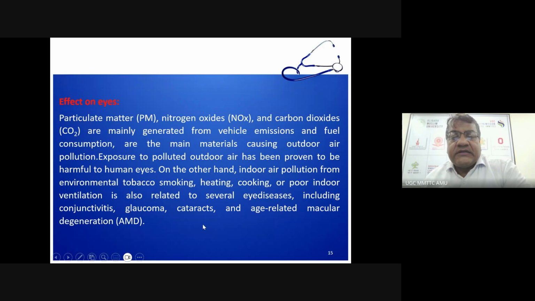Glaucoma and cataract result after a chronic exposure, and age-related macular degeneration, AMD, age-related macular degeneration. But their frequency increases if the people are exposed to this type of air pollutants.